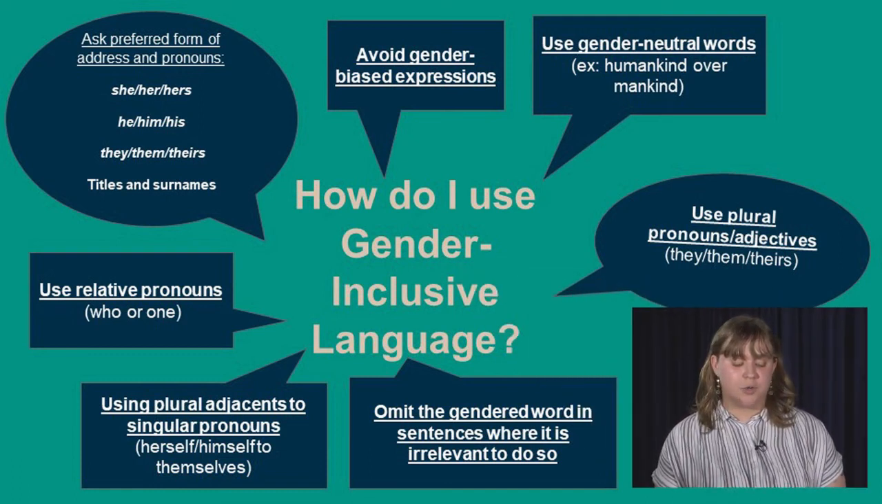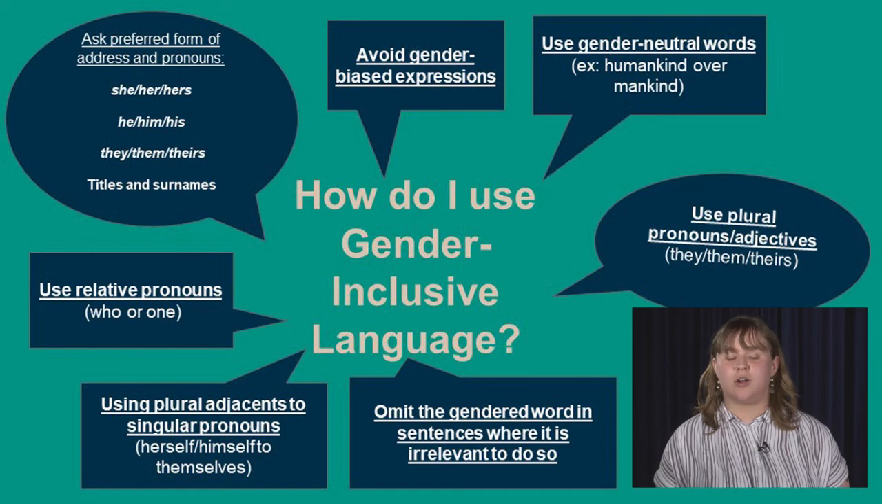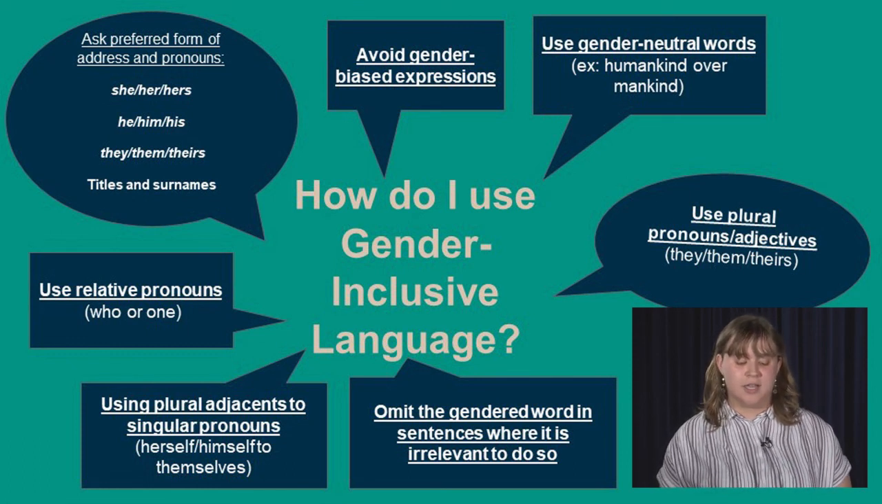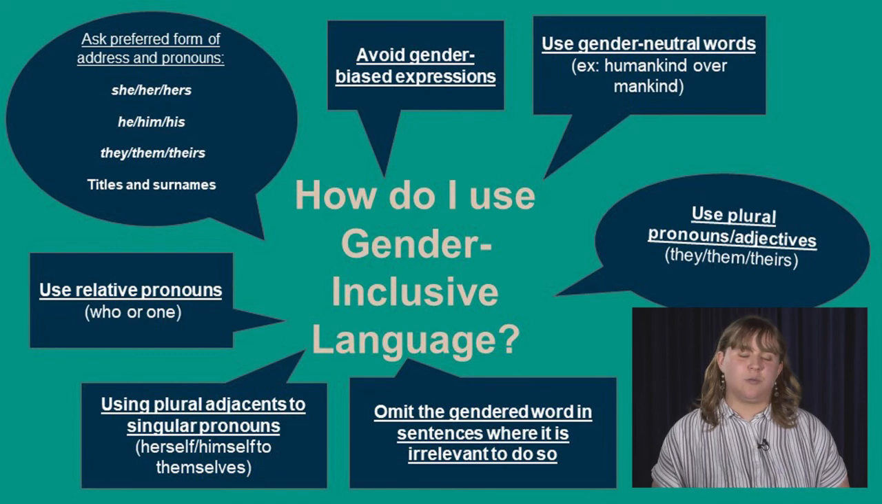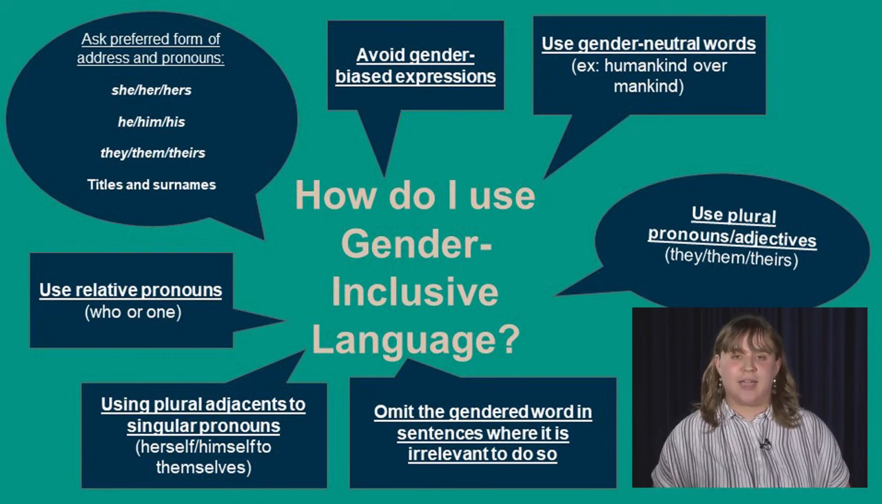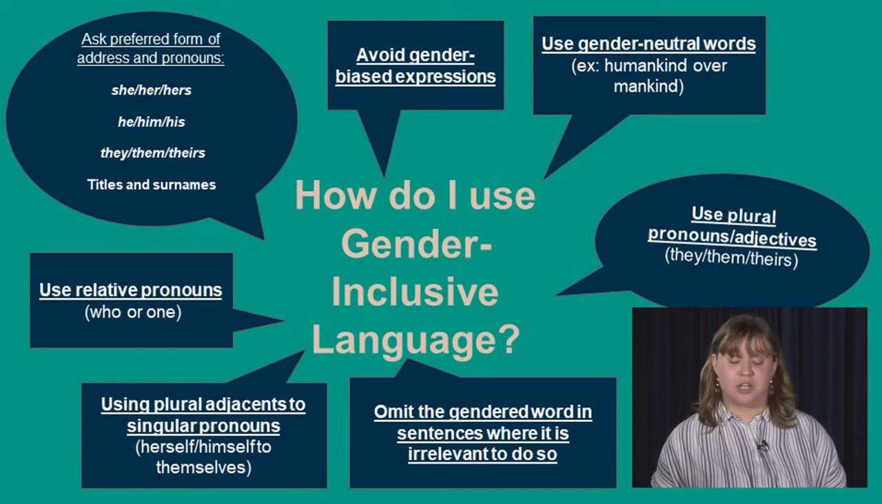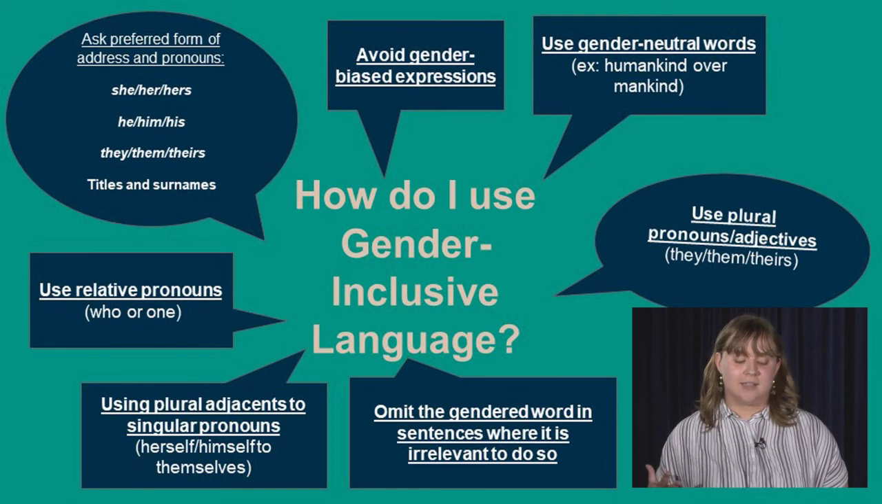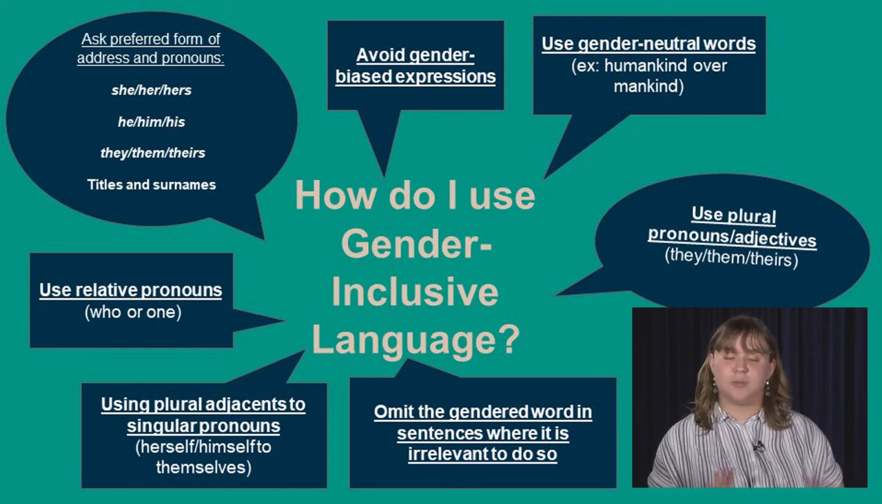Another way is to avoid gender-biased expressions. There are a lot of stereotypical expressions that go into gender. For example, some people will often say when a father is taking care of their child, they will say that they're babysitting. So just being aware of things that might have biased expressions that have to do with gender. Using gender-neutral words. So if something has a gendered term to it, such as mankind, you can use humankind instead to try to make it more inclusive.